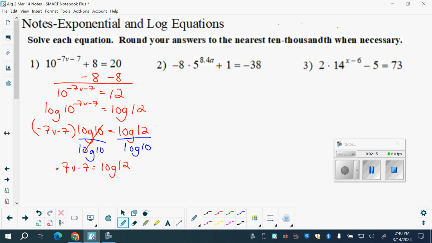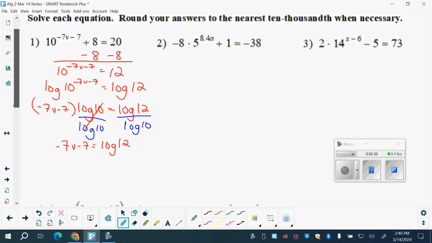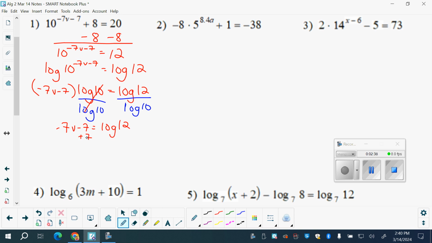So now what's my next step? And we want to add 7 to both sides. That's right. Negative 7v equals log of 12 plus 7. And then what's my last step? Yep, divide by negative 7.